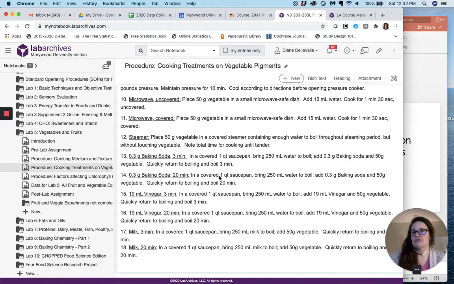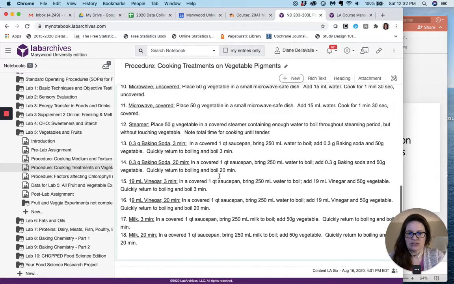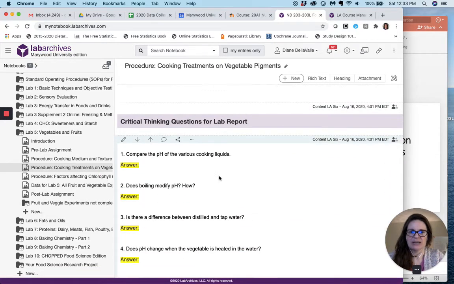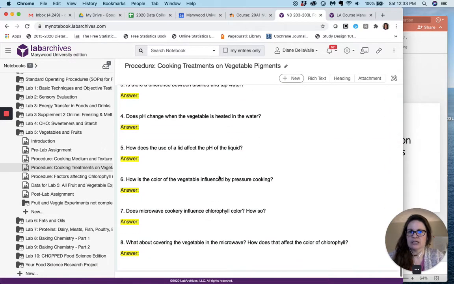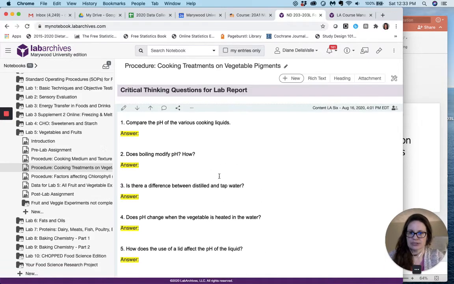In 13 and 14, baking soda was added. So 0.3 grams of baking soda was added, and the vegetable was cooked for 3 minutes or 20 minutes. In 15 and 16, 19 mils of vinegar was added, and it was cooked for either 3 minutes or 20 minutes. And in 17 and 18, milk was added, and it was cooked for either 3 minutes or 20 minutes. And then, of course, there are some critical thinking questions to help you with your lab report.